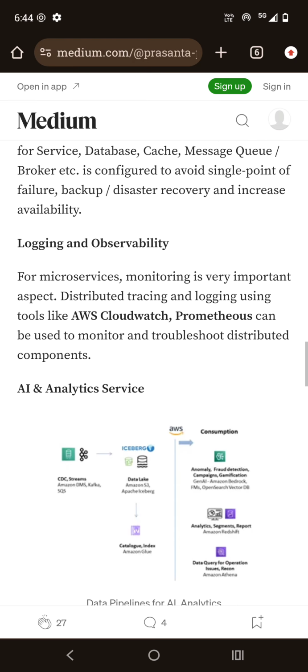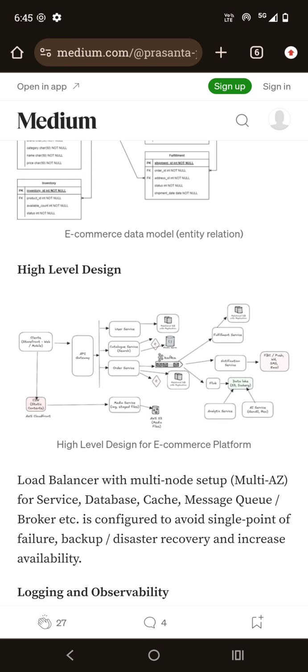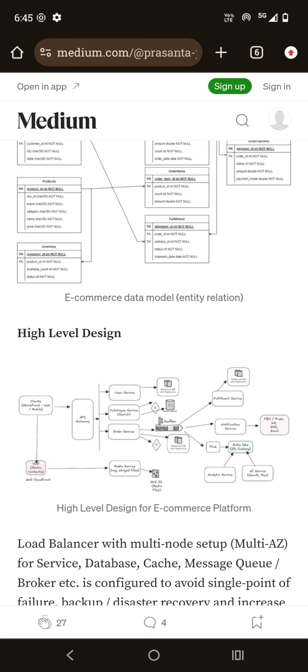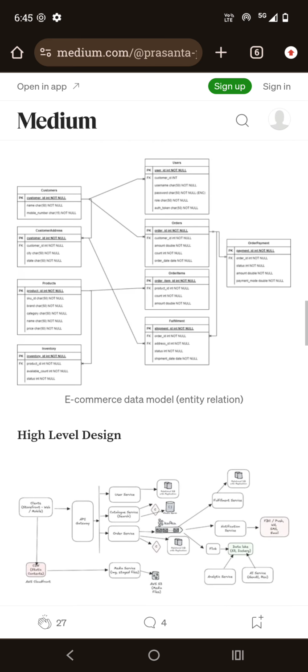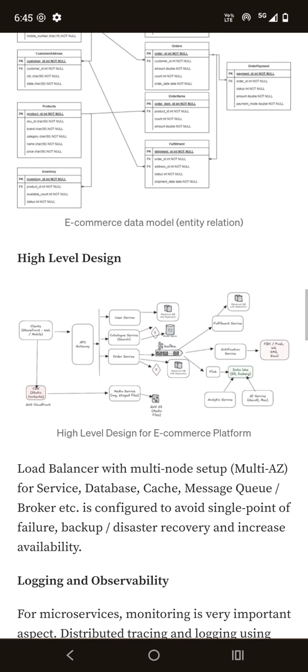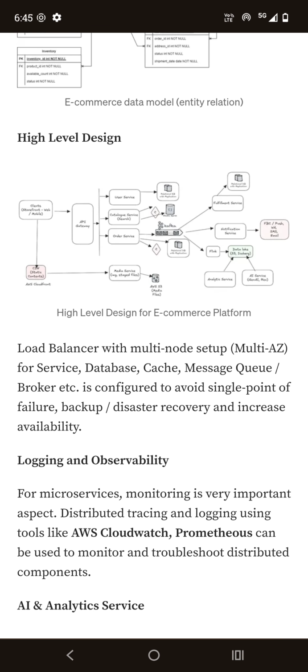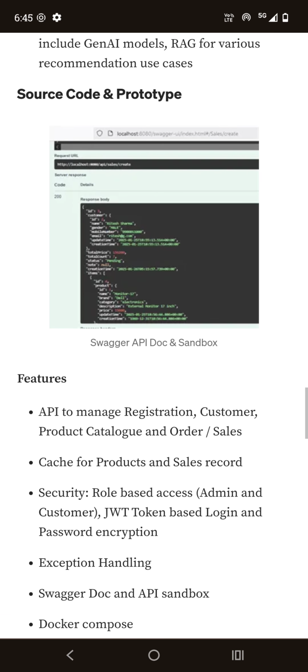So these things are very important when you are designing a system here. As I explained, it is simple and straightforward, not very complex here. We do have very complex designs and complex architectures, but this is a very straightforward, simple high level design for an e-commerce platform. So far we discussed this one.